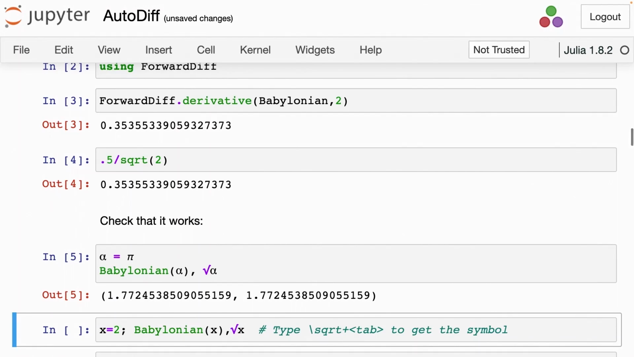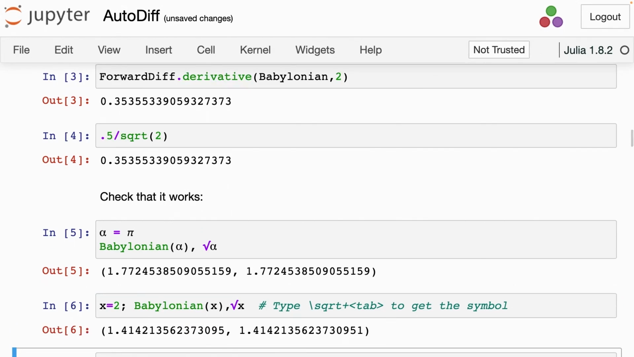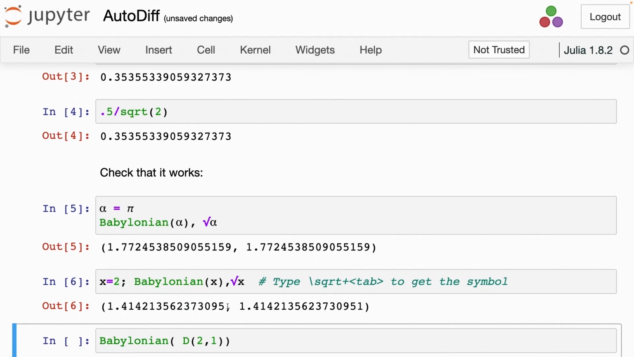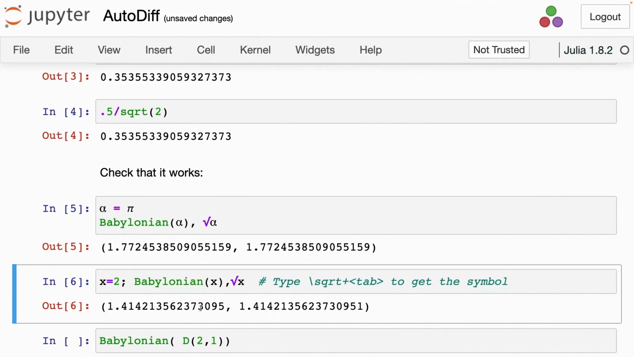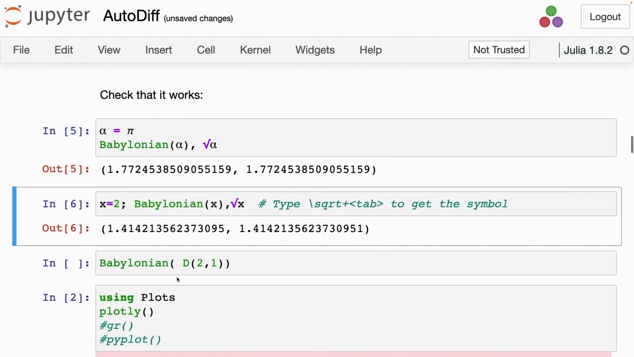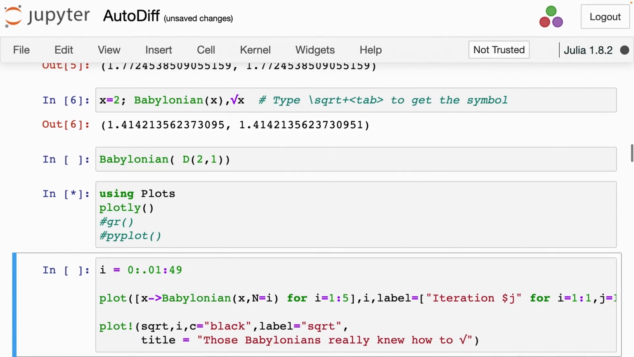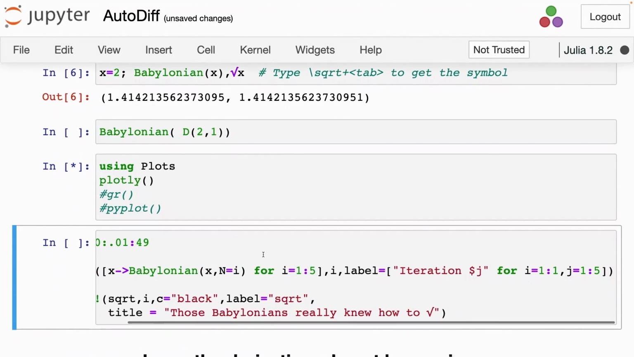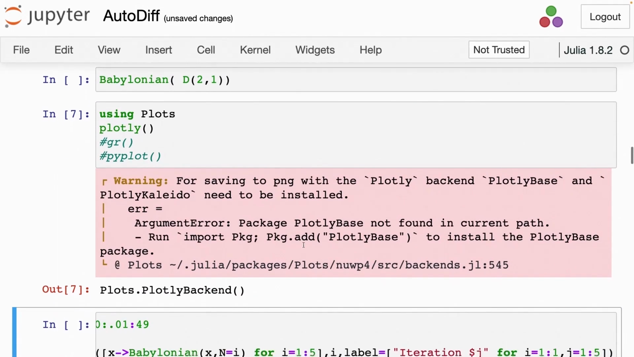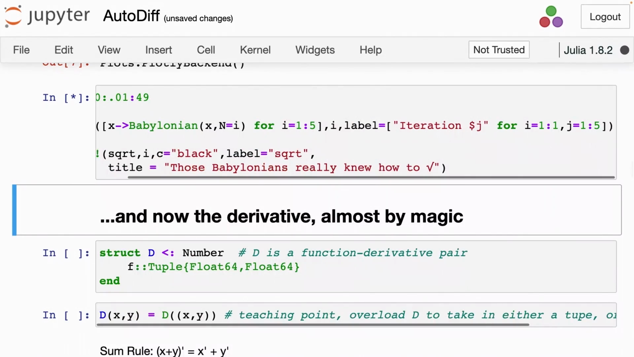So here's Julia's built-in square root of pi, and here's the Babylonian calculating the square root of pi. And I guess this is pretty convincing that the Babylonians knew what they were doing. We could do the same thing with 2, run the Babylonian algorithm, and except for maybe the last bit, we basically get the same answer with Julia's built-in square root and the Babylonian algorithm. So just checking the algorithm for the moment, not even the derivative.